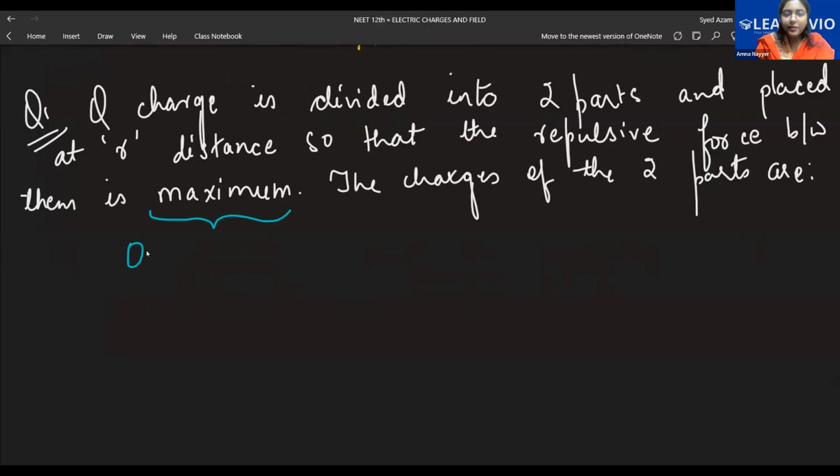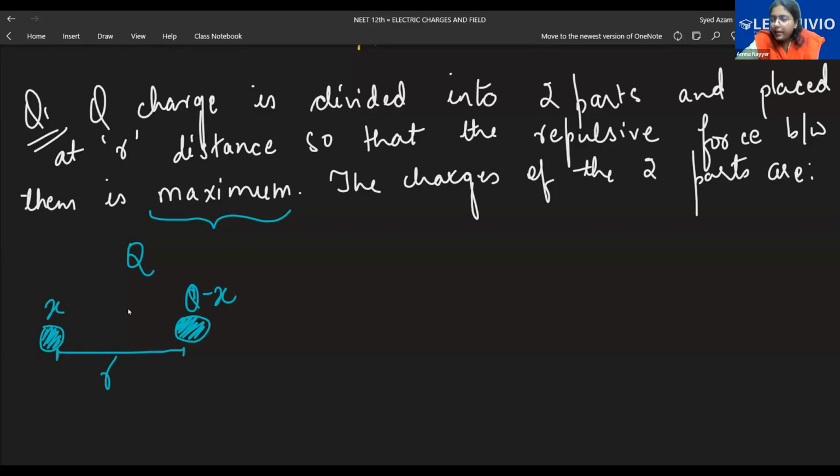See, Q charge is present. The question says Q is present. You have split it into two parts. Now, this is not saying two equal parts. The first line says it is divided into two parts. So, let's say this is some part X. So the second part will become, total is Q, so Q minus X. They are separated by a distance R.